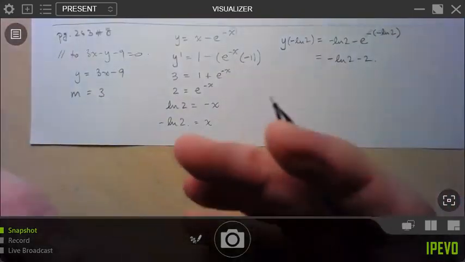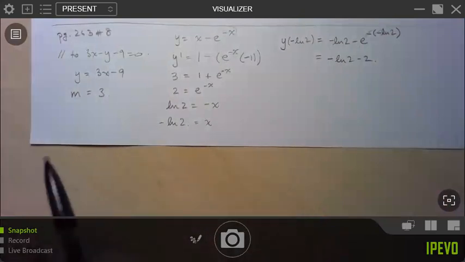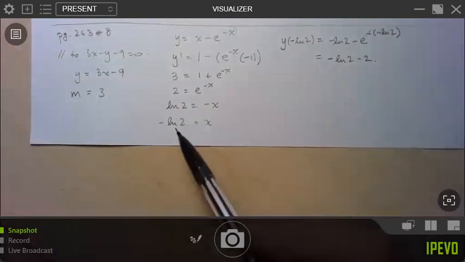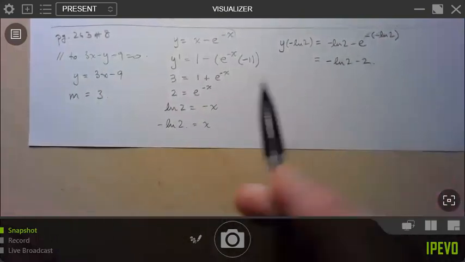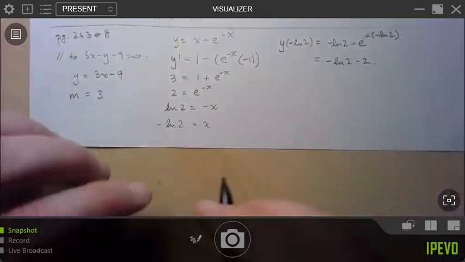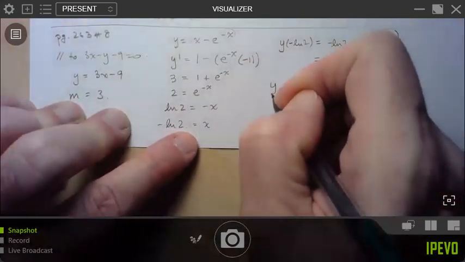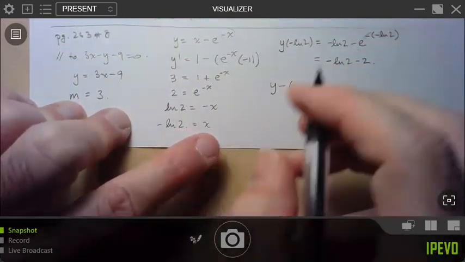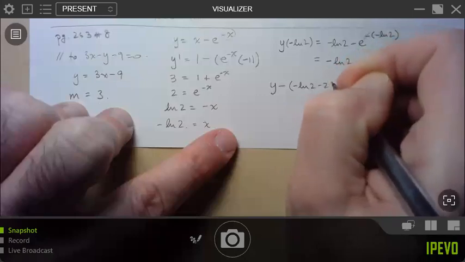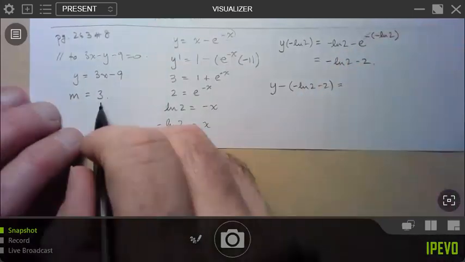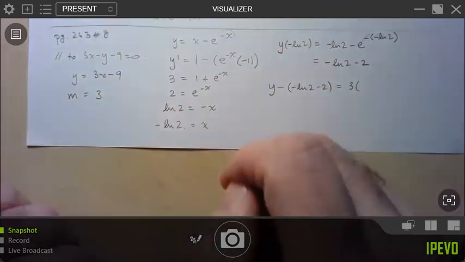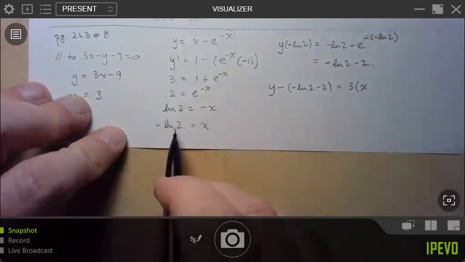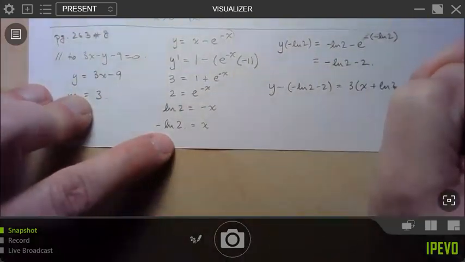And this is kind of where point-slope form comes in handy, because I don't want to solve stuff with these values. So I'm going to use point-slope form. So what's the equation of the line? Remember, it's y minus whatever the y value of the function is here. So negative ln 2 minus 2, equals the slope times x minus whatever the value is here. So x minus negative ln 2 is going to be x plus ln 2.